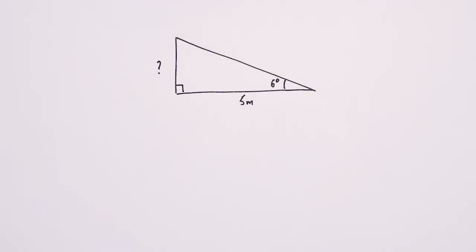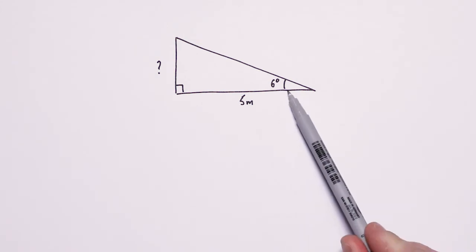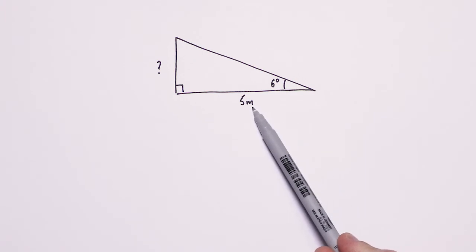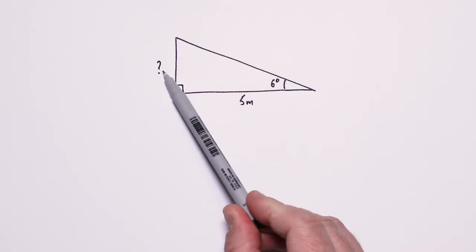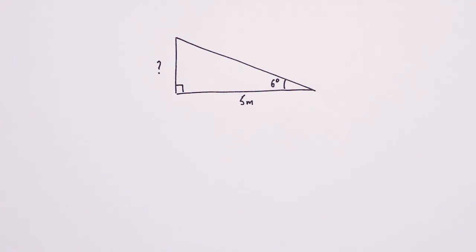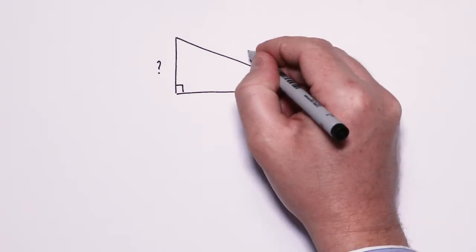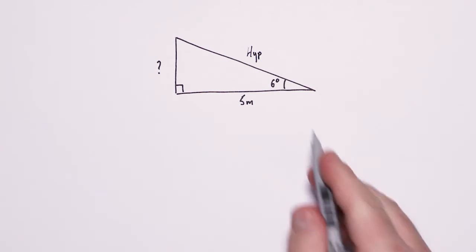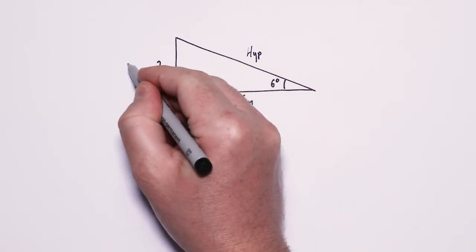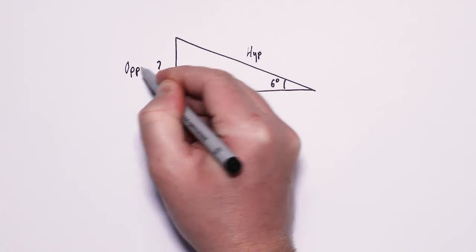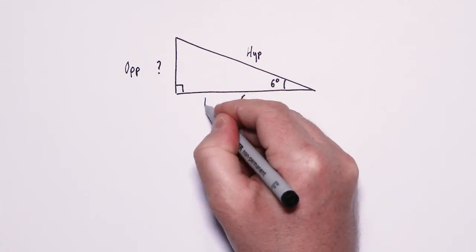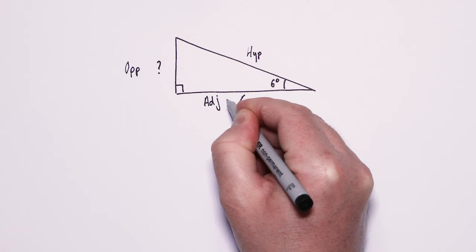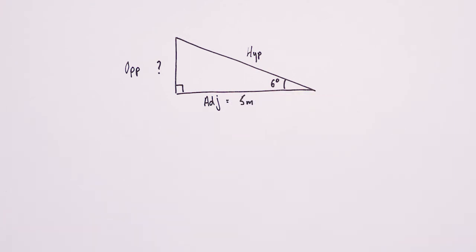Let's look at another example. In this case, we know the angle here is 6 degrees and this length is 5 meters, but what is that length? Start by writing in hypotenuse. You always know this is the hypotenuse, and we know that this is opposite, so now we know we're looking for the opposite, and we know that the adjacent is 5 meters. Let's unpack Sohcahtoa.